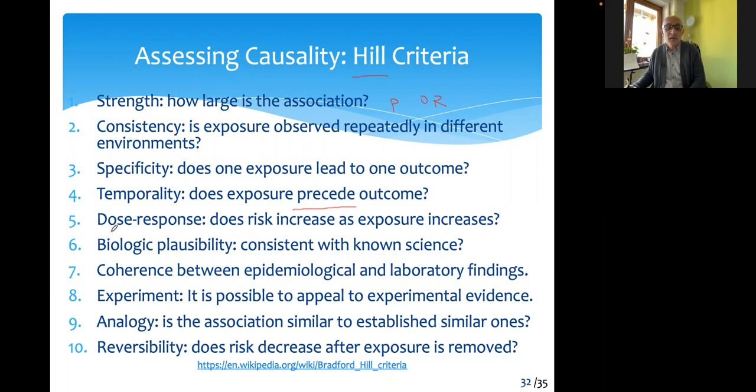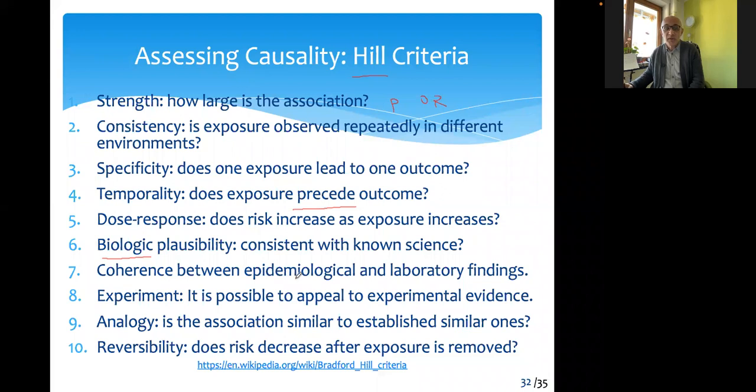Number 5, dose response. There should be a dose-response relationship to claim a causality. If you increase the tobacco dose, the risk of lung cancer should increase. And of course, you should be able to explain this biologically. What is happening? What is the tobacco or the contents in tobacco causing to end up with cancer biologically?